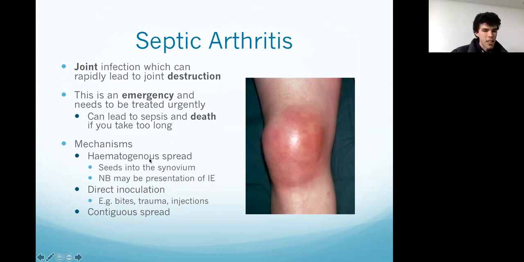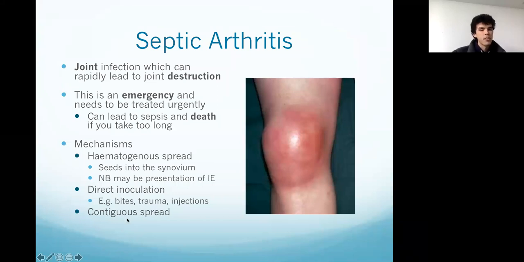Ways they can get it: you can get hematogenous spread, so you might get it from somewhere else. For example, if you've got cellulitis in the skin, endocarditis, or an infection anywhere else and it's in the blood, so you've got sepsis, you can get a joint that gets it. You can also get it directly. For example, if you get a bite or trauma, or if someone has an injection and it's not sterile, then you can introduce an infection that way.